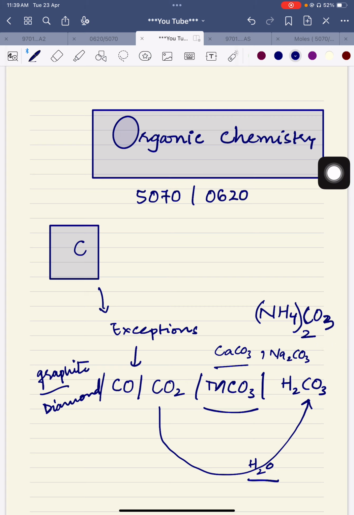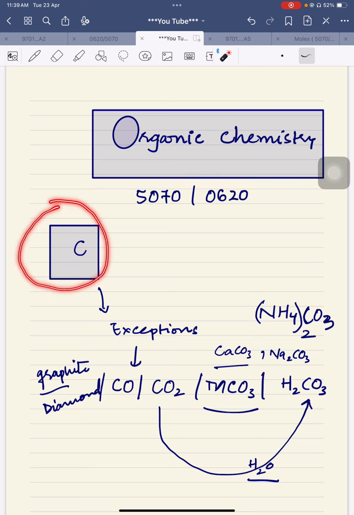Now moving to the content: what are organic compounds? This branch of chemistry specifically deals with those substances which have carbon as a part of their structure. All those substances which have carbon as a part of their structure are considered organic compounds, except there are certain exceptions which have carbon as a part of their structure, but we are not considering them organic compounds.